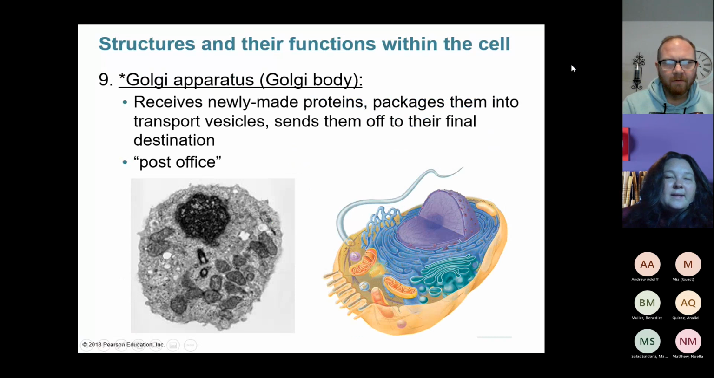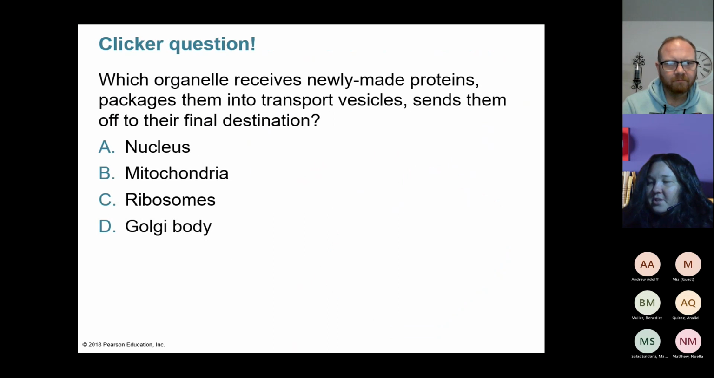The Golgi apparatus, the post office. This receives newly made proteins from wherever they have been made, packages them into transport vesicles, and sends them off to their final destination. So it gets proteins from one place and sends them to another place. This should be really easy.